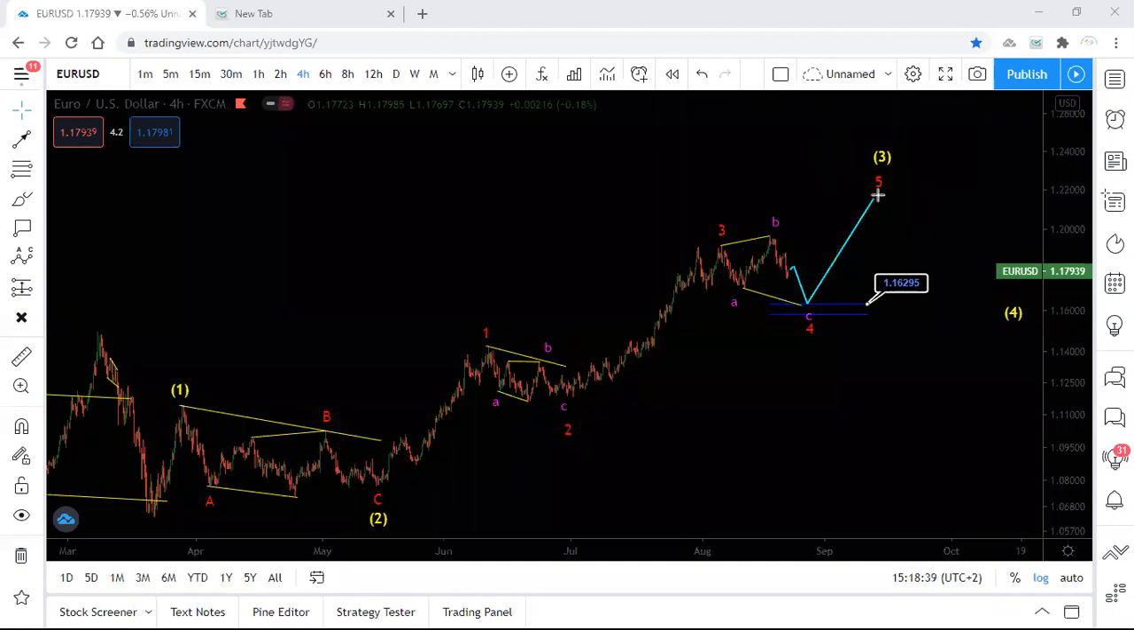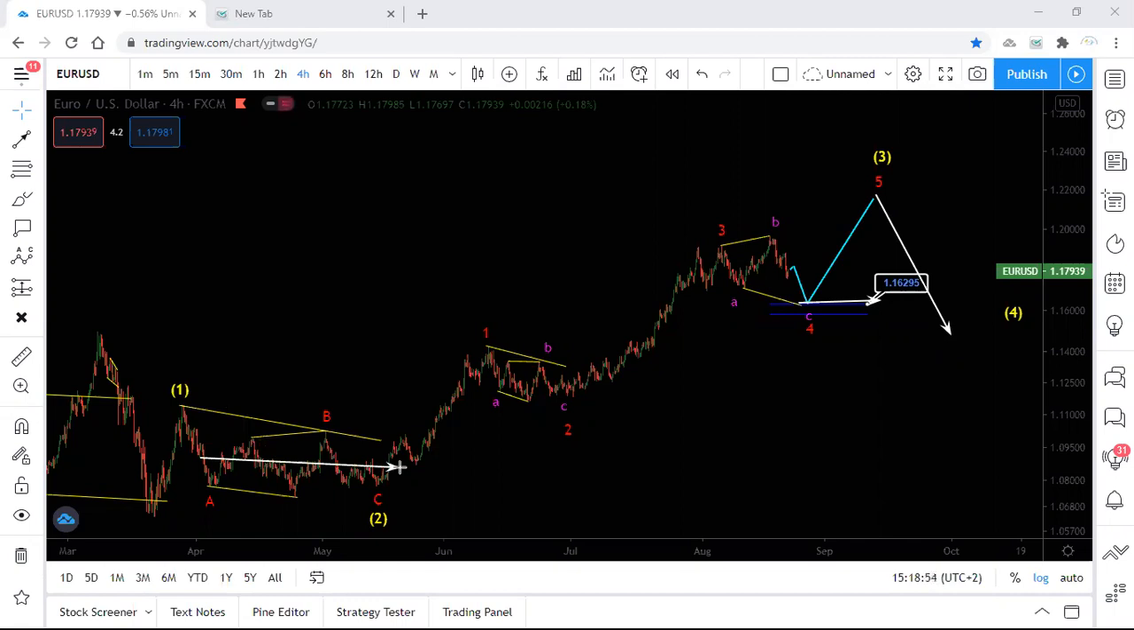That can come deeper and take out the lows that we created over here. So the lows that we created over here will be taken out by this correction when it comes lower, because it's going to be deeper. Hence, we had a sideways correction here, and we are going to get a deeper one before we push all the way to the upside.